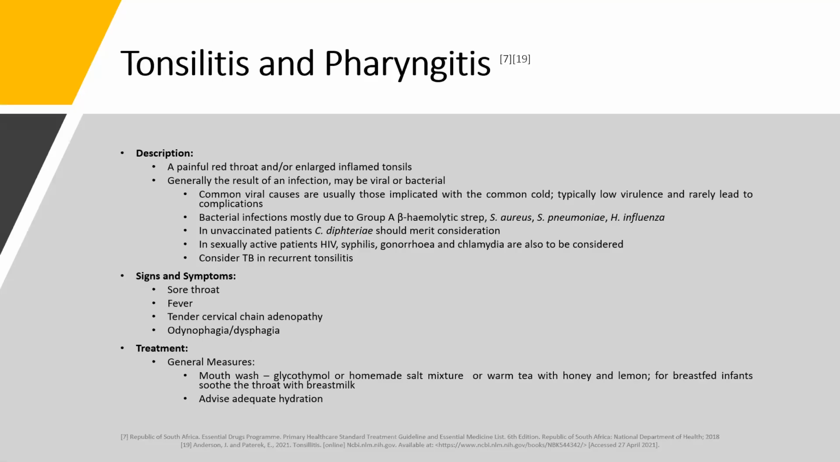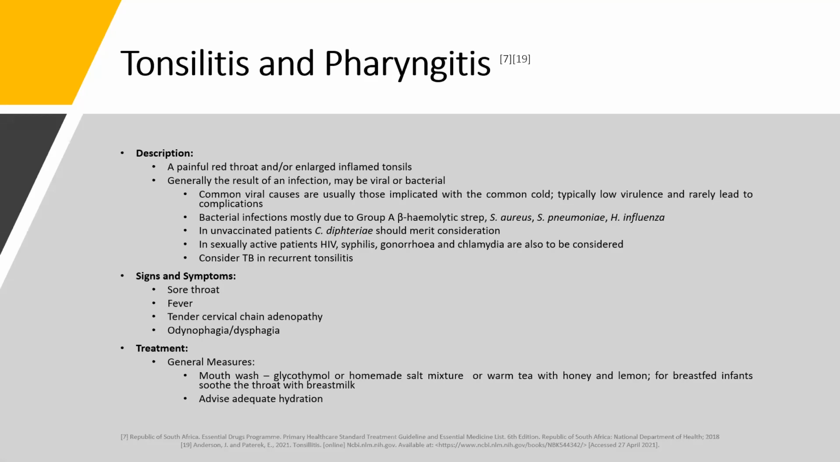Next up, we'll discuss tonsillitis and pharyngitis. Pharyngitis being a painful red throat, and then tonsillitis, enlarged or inflamed tonsils, generally the result of an infection that may be viral or bacterial. To note that we are particularly concerned with group A beta-hemolytic strep and its link to rheumatic heart disease, Staph aureus, strep pneumo, and Haemophilus influenzae.